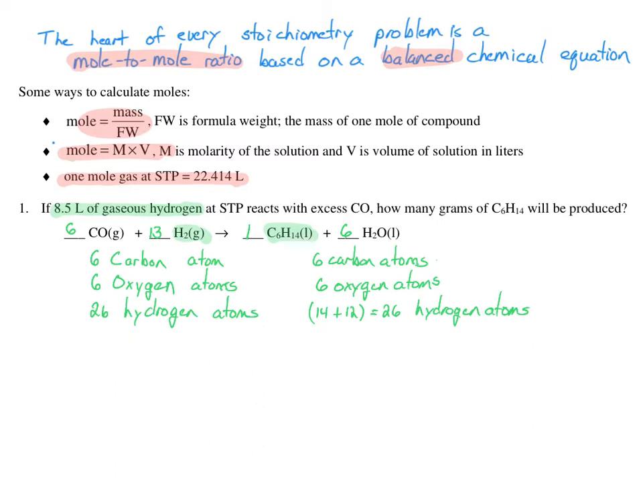Suffice it to say that if we look at the number of each type of atom present in the reactants and the products, we're going to see that we have a match. There's 6 carbon atoms in the reactants and 6 in the products. Oxygen, 6 and 6. Hydrogen is also matching. 26 hydrogen atoms here, and we have 26 hydrogen atoms on the product side.